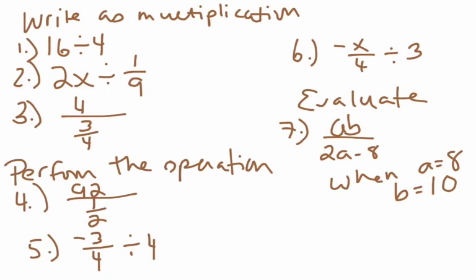That's 9/2 divided by 1/2. Negative 3 over 4 divided by 4, and negative x over 4 divided by 3. And then the last one is evaluate ab over 2a minus 8 when a is equal to 8 and b is equal to 10. I do read them out loud because I know my handwriting is kind of terrible, so you can see it. Pause the video, work the problems out, and then check your answers when you come back.